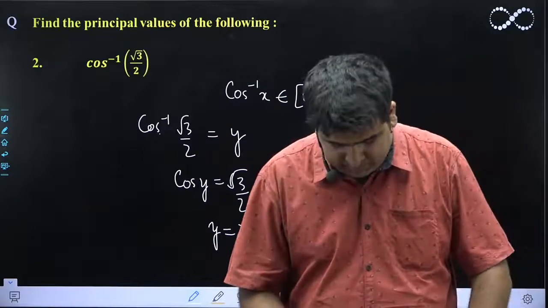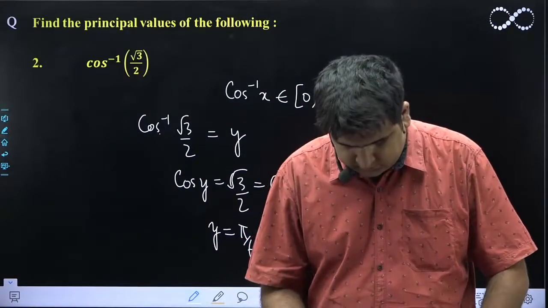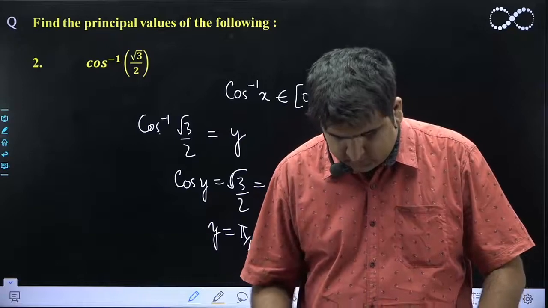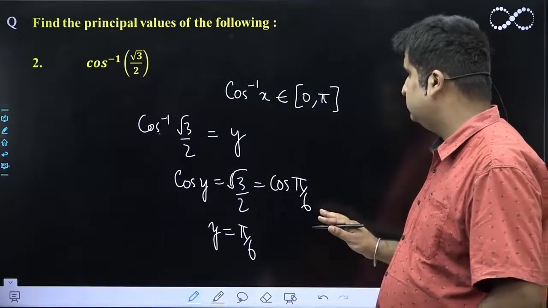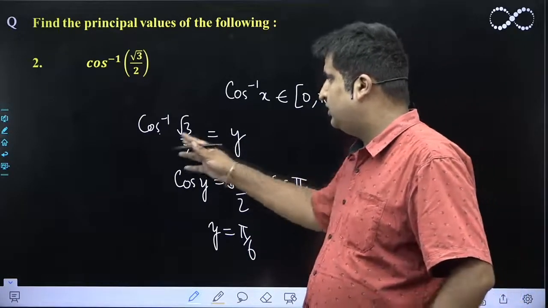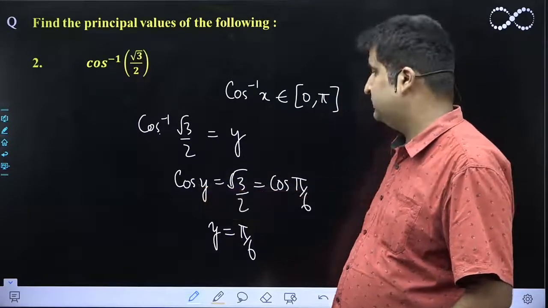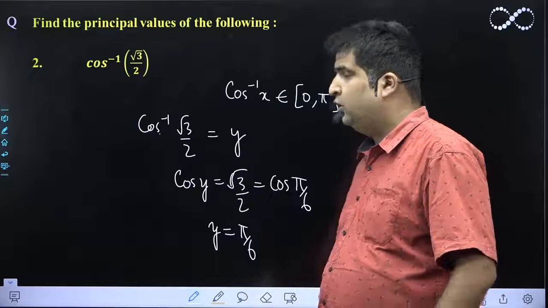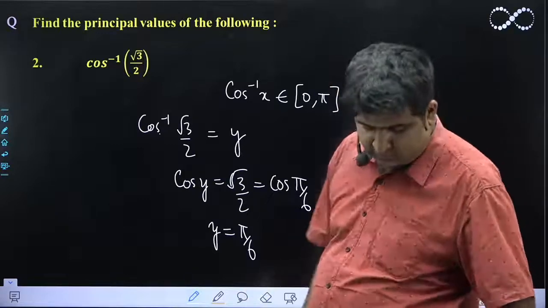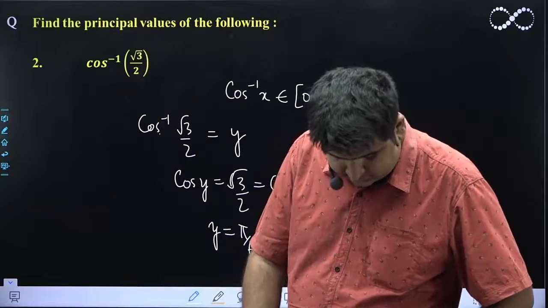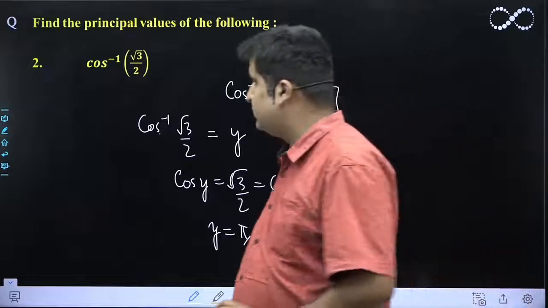So this is simply how we solve such questions, okay? No need to worry about anything, just put this equal to y and then calculate the value of y from this formula, cos y is equal to root 3 by 2. So this will be equal to pi by 6. So let's start with the next one now.